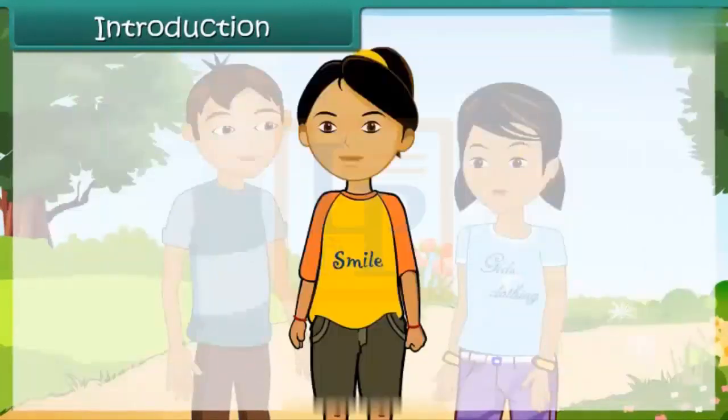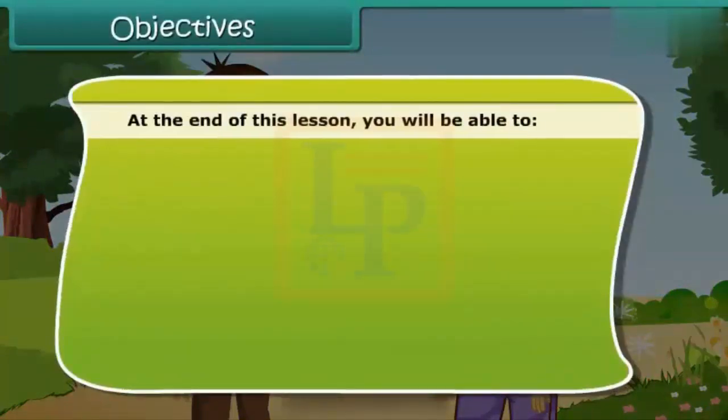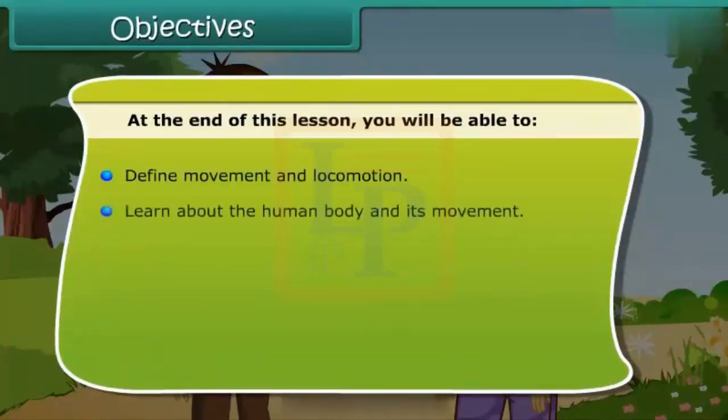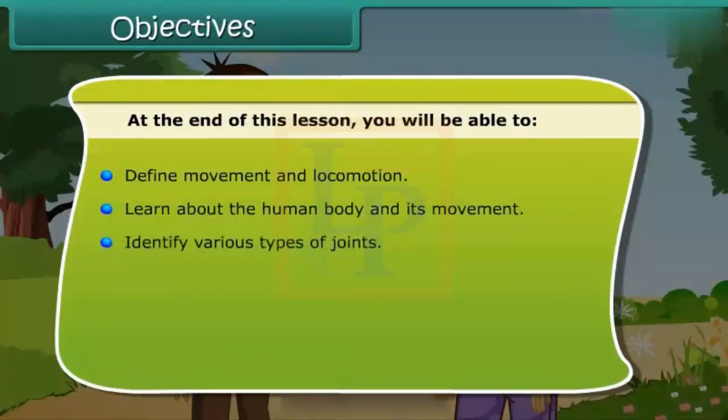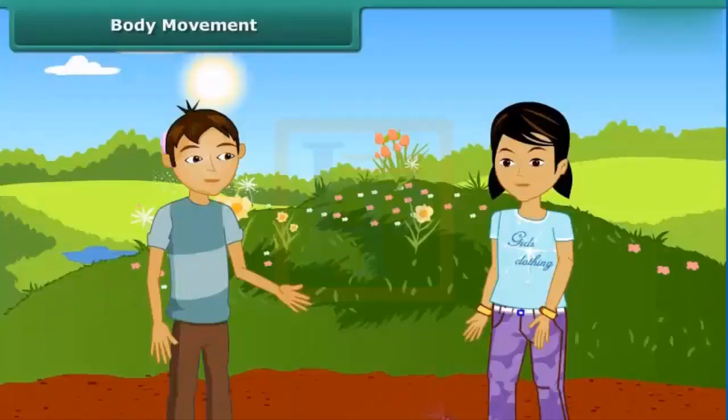Children, in this lesson, we will learn about body movement and the difference between movement and locomotion. Objectives. At the end of this lesson, you will be able to define movement and locomotion, learn about the human body and its movement, identify various types of joints, identify various muscles and their function, identify movements in various animals, identify the streamlined body.